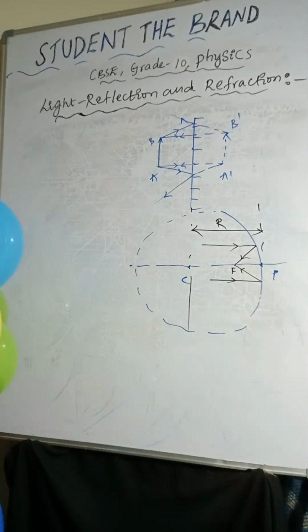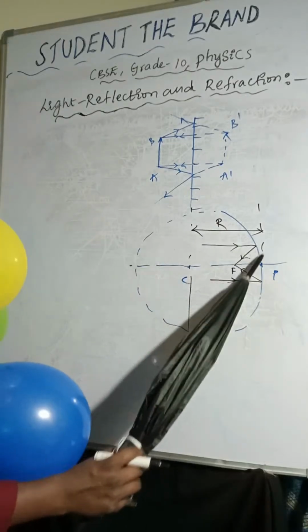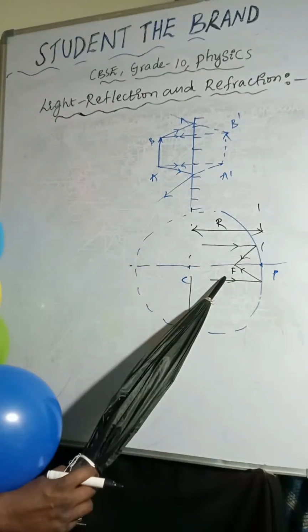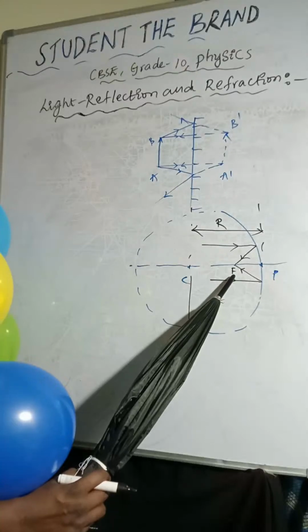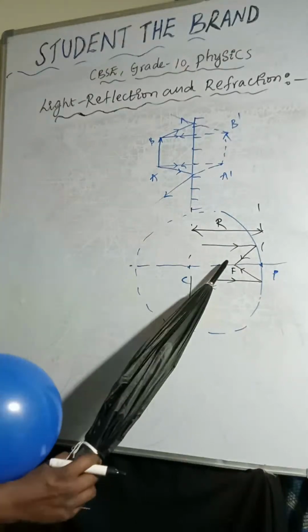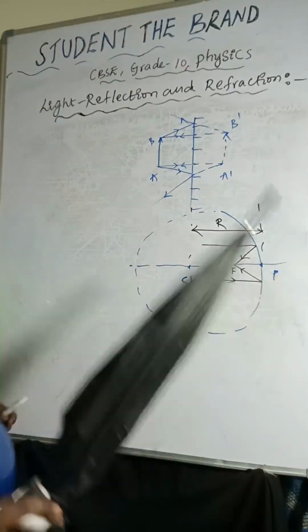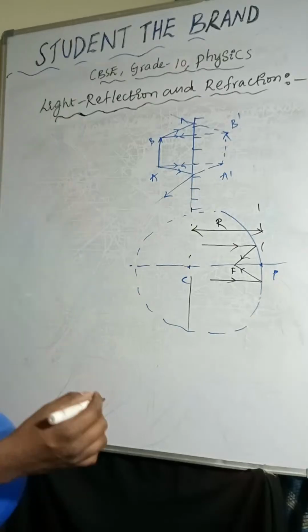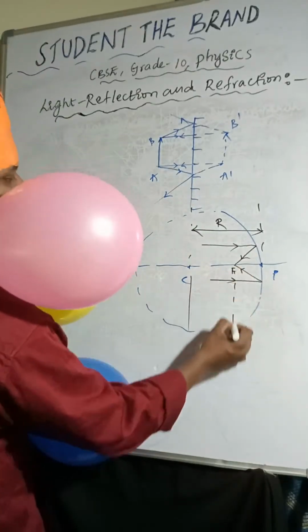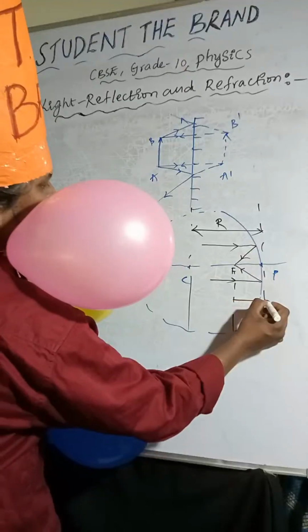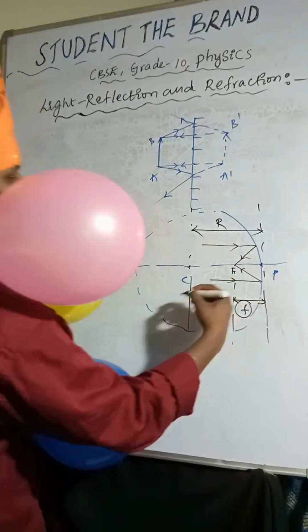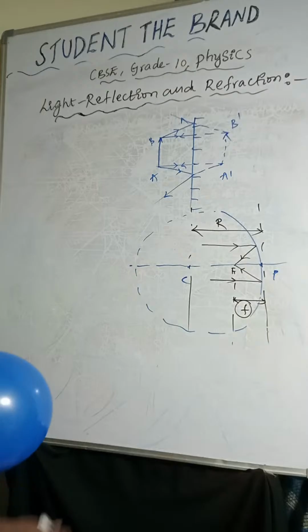So that is also called principal focus. After reflection, all light rays are meeting at one point on the principal axis. That is called a principal focus. The distance between the focus and the pole is called focal length.